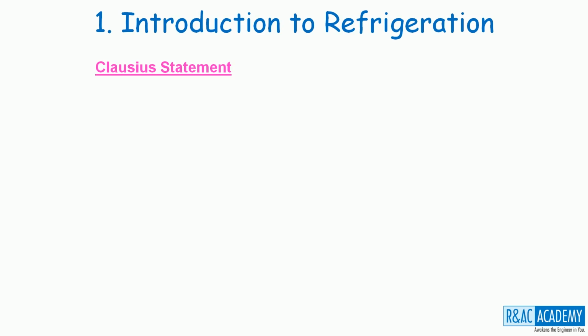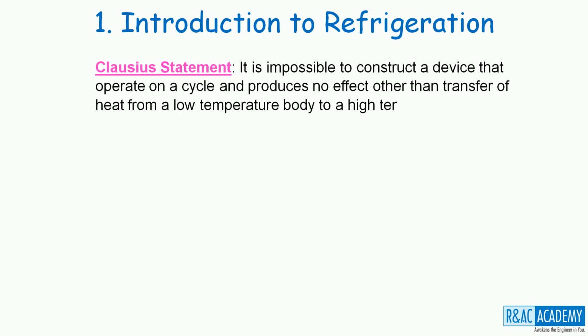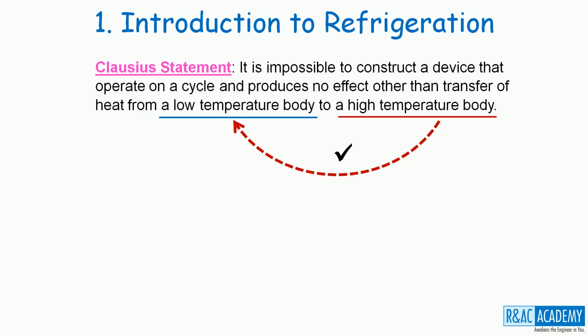What does the Clausius statement say? It says that it is impossible to construct a device which, while operating in a cycle, can produce no effect other than transfer of heat from a low temperature body to a high temperature body. Let us first understand what exactly the Clausius statement is communicating to us. As long as we are transferring heat from a high temperature body to a low temperature body, there are no issues. It will happen on its own naturally.